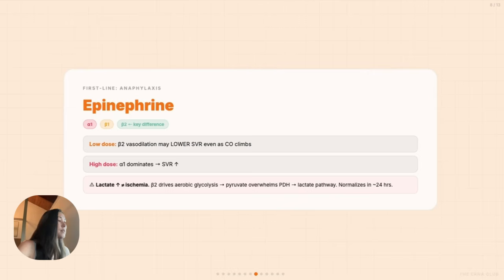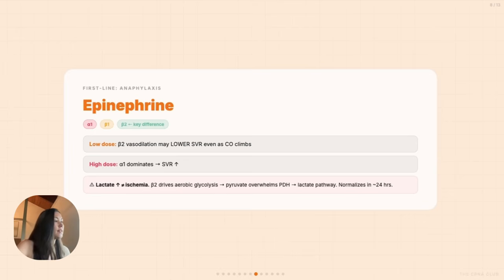At higher doses, alpha 1 vasoconstriction takes over and SVR climbs. That dose-dependent shift is what's important for you to be picking up clinically. It's also why epinephrine is first line for anaphylaxis, right? You want all 4 effects firing simultaneously, reversing the vasodilation through alpha 1, supporting the heart through beta 1, opening the airways through beta 2, and blunting that mast cell degranulation.